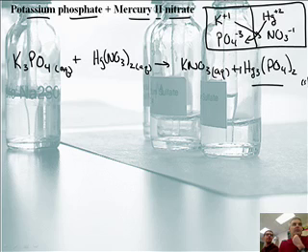Okay, I'm going to put a 1 there, and let's balance the mercury. 3 of them over here, so I can put a 3 there. I've got 2 phosphates, so if I put a 2 here, that gives me 6 potassiums, so I put a 6 here. That gives me 6 nitrates. Look at that, there's 6. So that's our complete equation.